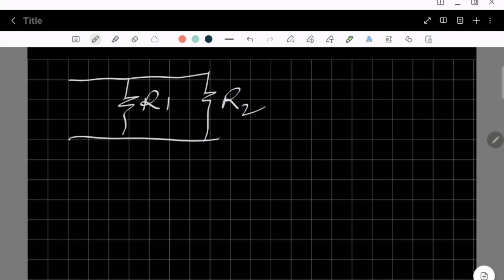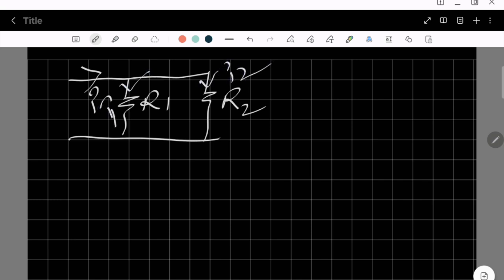How can I say these two are in parallel? Because the current entering this connection of the two resistors is divided. For example, this is the source current I. Whenever it comes up to this point, it is divided into two currents, I1 and I2. So, in this manner, we can see.